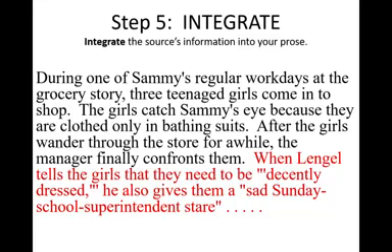Then, of course, the other important part of integrating quoted material is that after you've put the quoted material into your sentence, the sentence needs to read clearly and be grammatically correct. So we have an introductory element, when Lingle tells the girls that they need to be decently dressed. Then you have the comma. And then we have your subject, he, and then we have your verb, also gives, and then them is the direct object, and then what he gives them, a sad Sunday school superintendent stare. So there, even though we have actually two quotes in this sentence, the sentence is still grammatically correct. And that's a very important part of integrating quoted material as well.